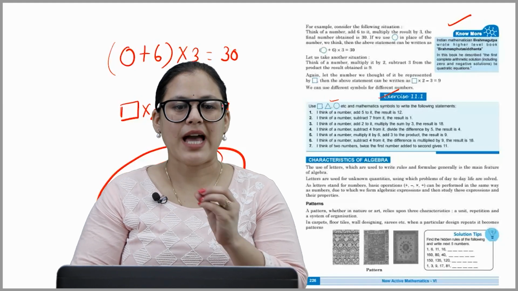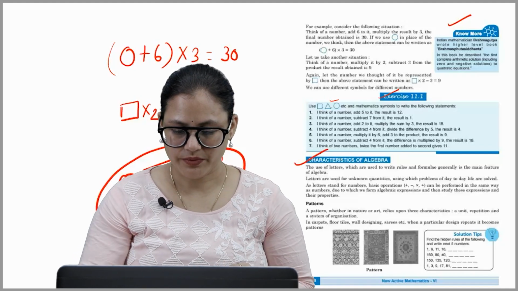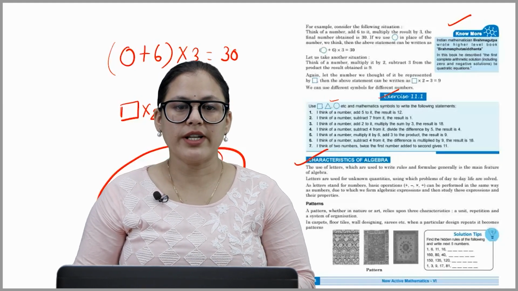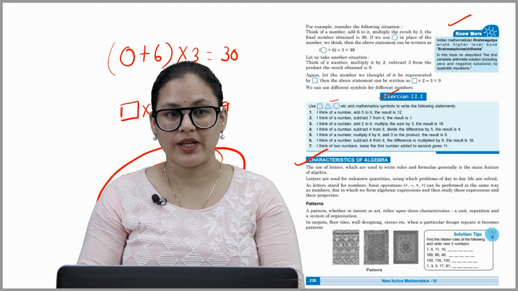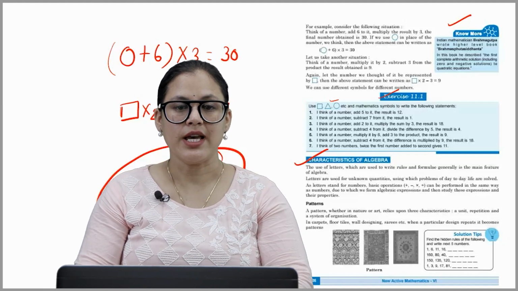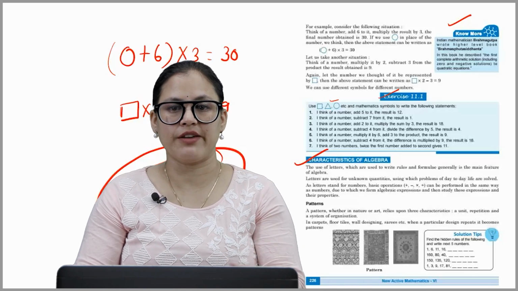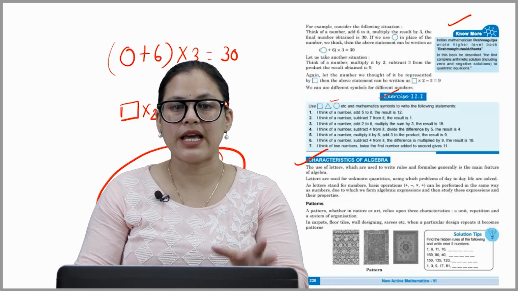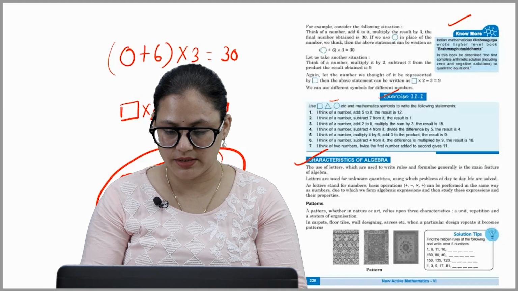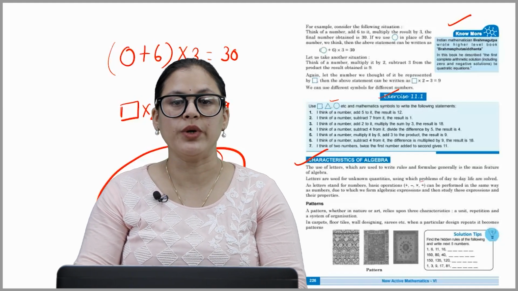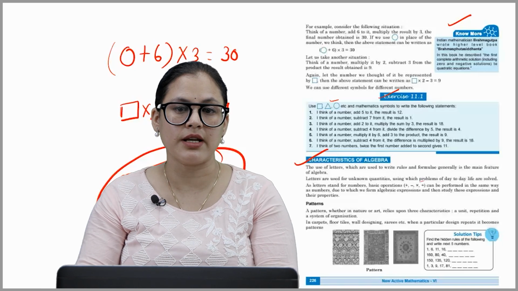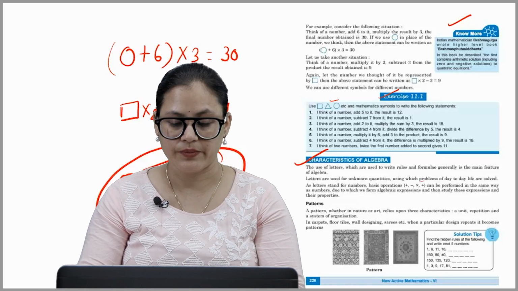Now, characteristics of algebra. The use of letters, which are used to write rules and formulae, generally is a main feature of algebra. Letters are used for unknown quantities, using which problems of day-to-day life are solved. As letters stand for numbers, basic operations can be performed on them in the same way as on numbers, due to which we form algebraic expressions and then study these expressions and their properties.